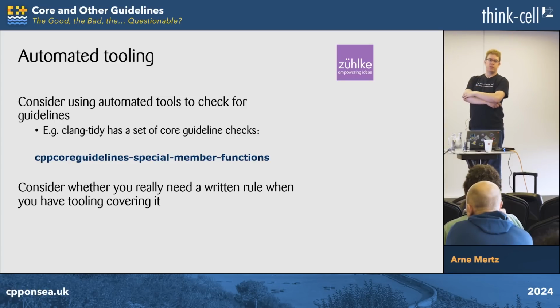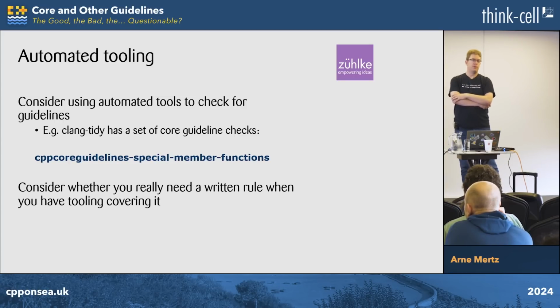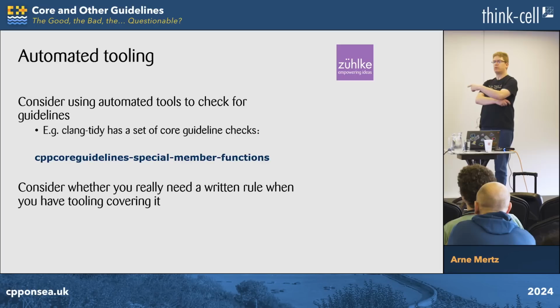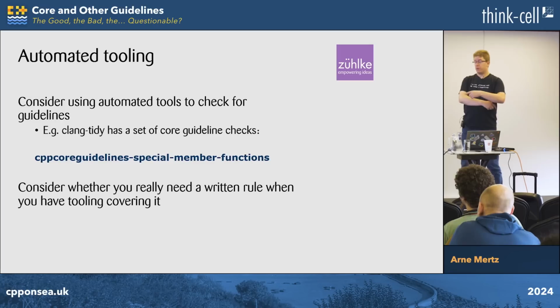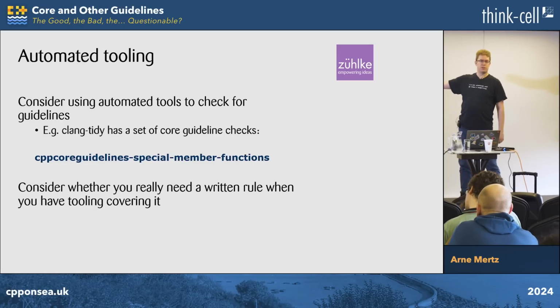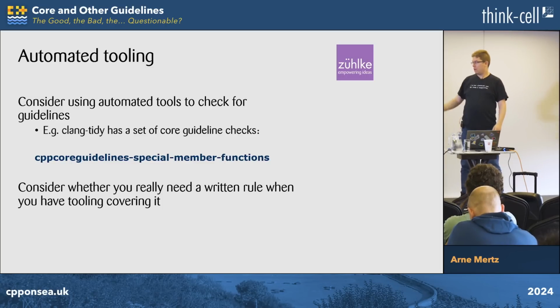If you use this tooling, do you really need this rule in your guidelines document? If you don't follow it, your tooling will tell you so. It will give you a warning. cppcoreguidelines-special-member-functions, I found something. You can take this one, look it up, and find what's behind it. Find what core guideline is behind it.